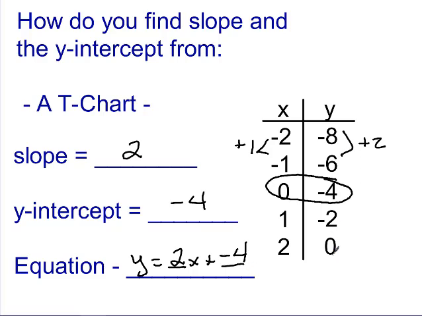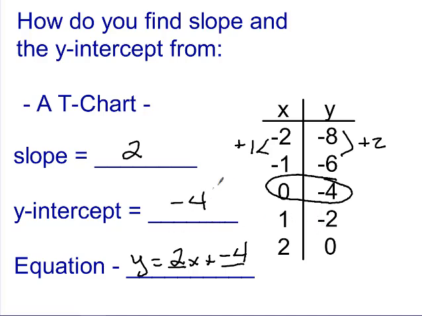Now one way to check to make sure that's right is you take one of these x values, not the slope value, but one of these x values, and you plug it in and see if it actually works. So if we take this -2 and plug it in, 2 times -2 gives me -4, plus another -4 would give me -8. And there's my -8 value right there. And that's one way you could find the y-intercept value if it's not found in your T-chart: you take one of your x values and plug it in and find out what you need to put here in order to get this y value as an answer.